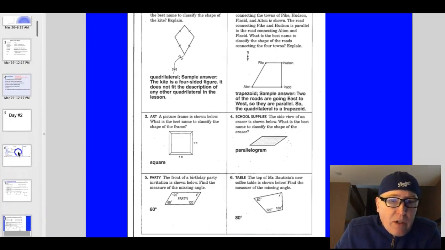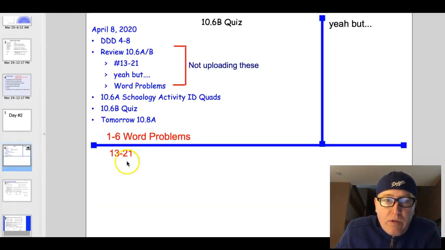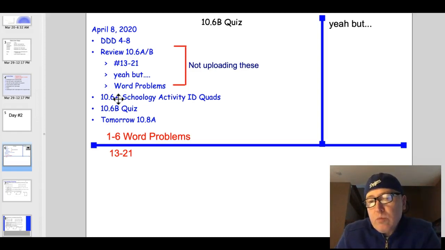Let's just double check, make sure we got through everything. We did our 13 through 21. We did our YABUT. We did our word problems. Now you have a Schoology quiz on 10.6b, and you also have a Schoology Identify Quads activity. So those will both be on Schoology, and those will pop right into the gradebook.